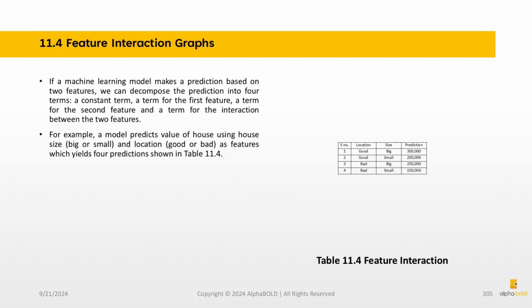If a machine learning model makes a prediction based on two features, we can decompose the prediction into four terms: a constant term, a term for the first feature, a term for the second feature, and a term for the interaction between the two features. For example, a model predicts value of house using house size, big or small, and location, good or bad, as features which yields four predictions shown in table.